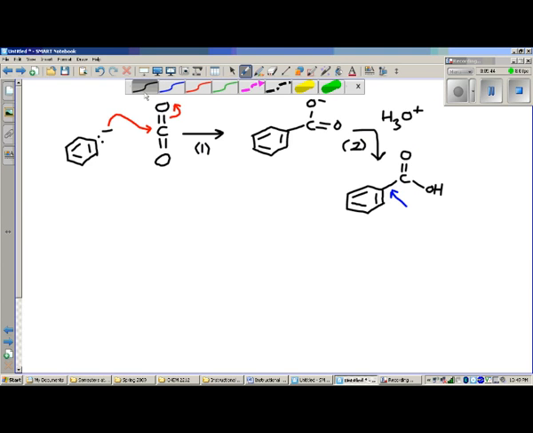Now, I'm going to introduce you guys to the one new method of making carboxylic acids that you haven't seen before. And it's actually making carboxylic acids from this functional group.